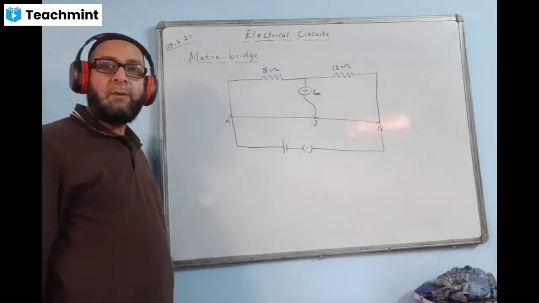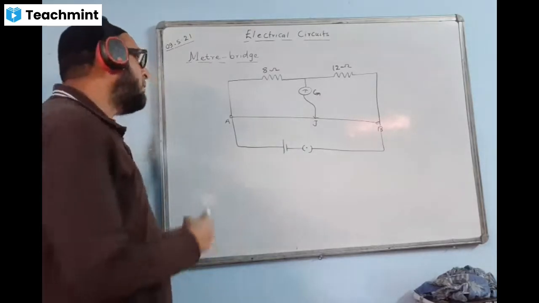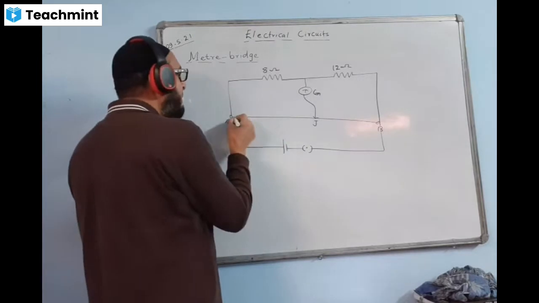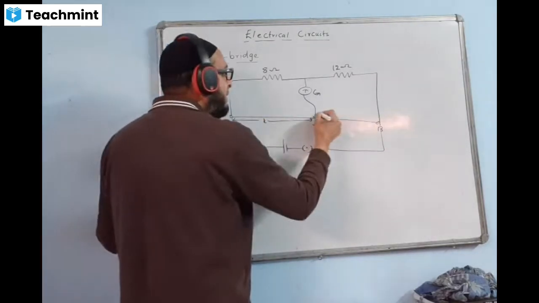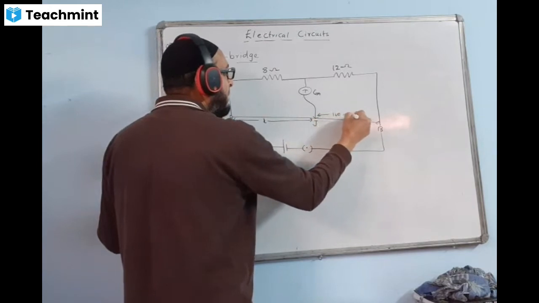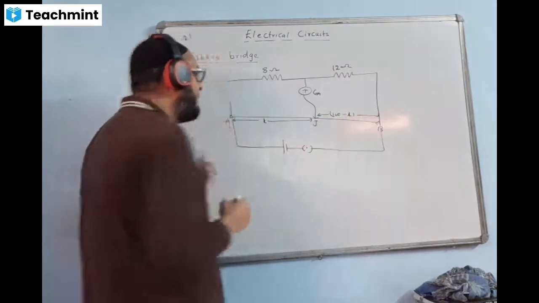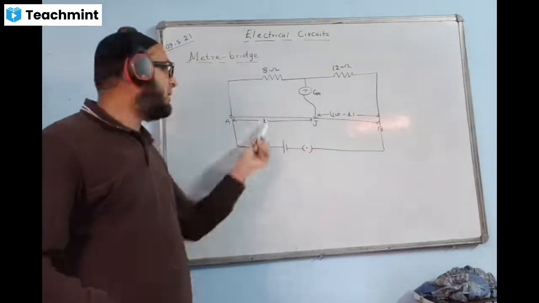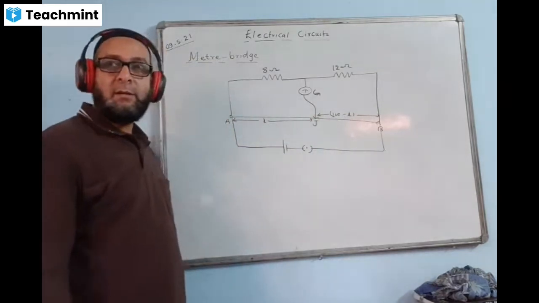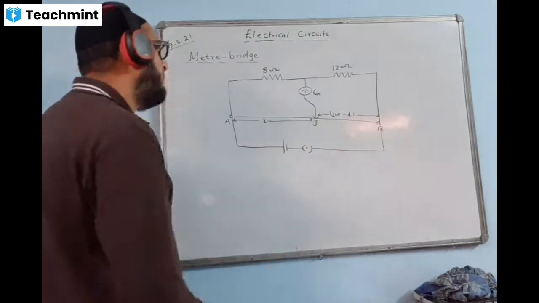So I think this is quite simple. You can do it. Let us suppose the balancing length from the point A be L. I'll assume myself, total length is 100. So the remaining length will be 100 minus L. If they say total length is 4 meter, 4 meter means 400 centimeters, then this is L, so here I'll write 400 minus L. Now you can do it very simple.